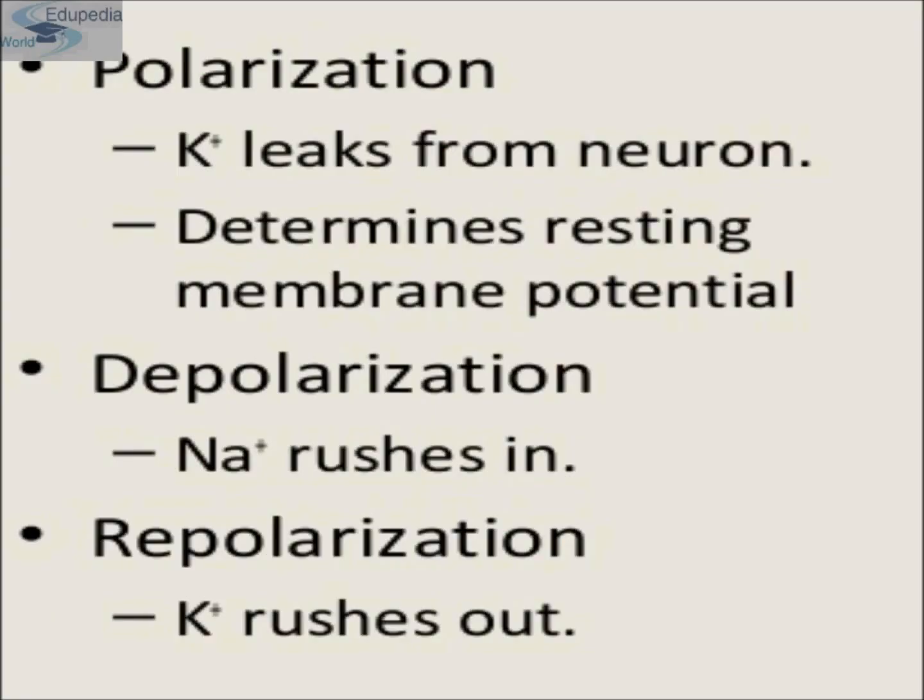So this is what happens in polarization, depolarization and repolarization. In polarization, K+ ions leak from the neuron and they determine the resting membrane potential. Whereas depolarization means Na+ ions rush inside the membrane. And what does repolarization mean? In repolarization, K+ ions rush out.